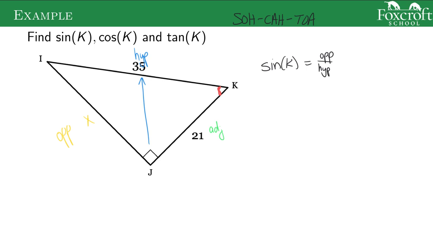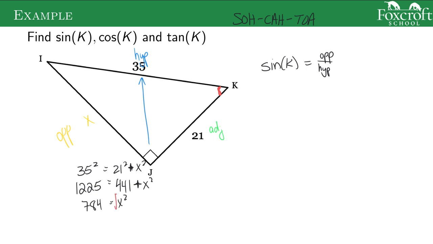But this is why we know the Pythagorean theorem. If you ever have two sides of your right triangle, you can always find the third one using the Pythagorean theorem. So remember, with the Pythagorean theorem, the hypotenuse goes by itself, and the other two go on the other side. That should be a plus sign. All right, so again, I'm going to have to use a calculator. 35 squared is 1225. 21 squared is 441. Or plus x squared. All right, so I'm going to subtract 441 from both sides. That gives me 784 equals x squared.